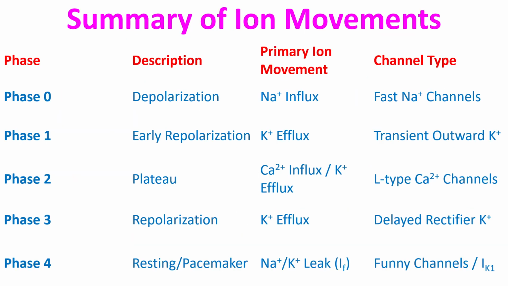Here is a summary of ion movements. Phase 0 of the action potential, that is depolarization. The primary ion movement is sodium influx, mediated by fast sodium channels. Phase 1, early repolarization: potassium efflux, that is the transient outward current Ito.